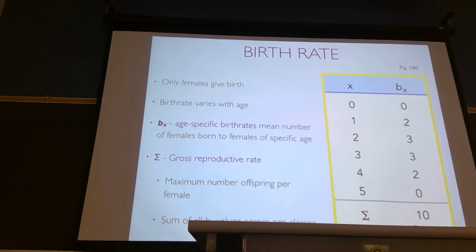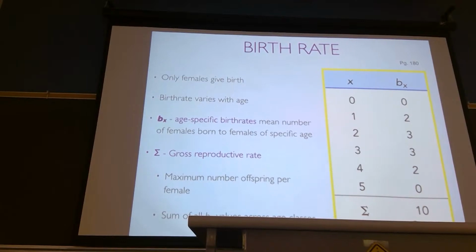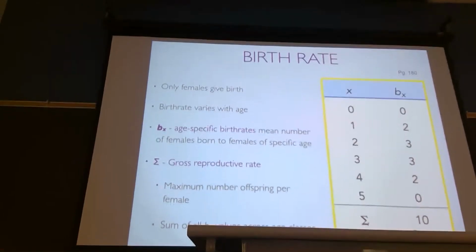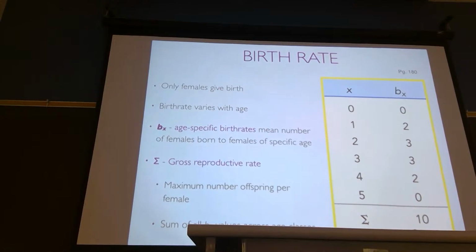Sigma is the gross reproductive rate. It is the sum of all the BX values. Gross reproductive rate is the sum of all the BX values. It's the maximum number of offspring, maximum number of females per female. That's sigma, the gross reproductive rate.